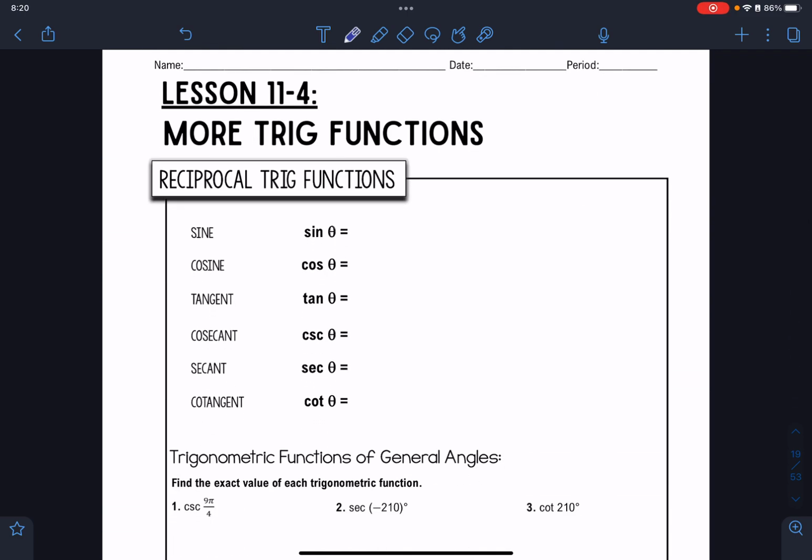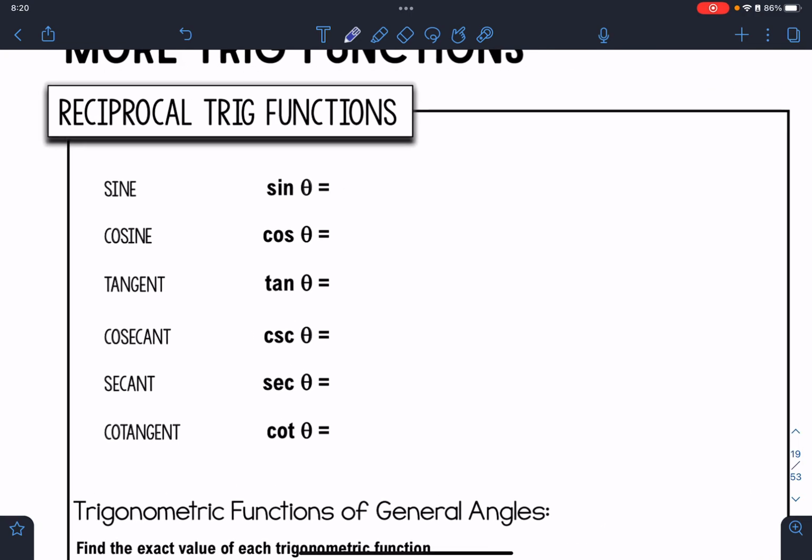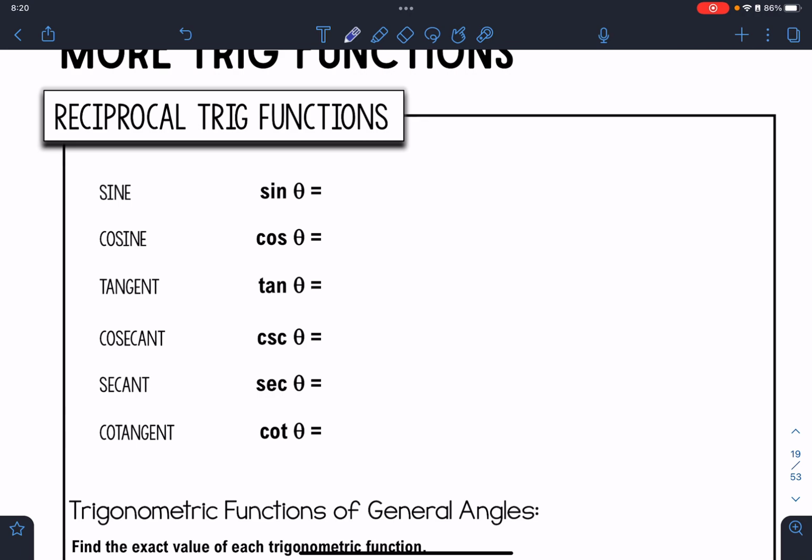Okay, now let's look at, I promise this is not that bad today. We're just extending this to 3 more trig functions, okay? So we know sine, we know cosine, we know tangent. Those are the ones that we've been doing. We're now just going to do the same thing that we did in 11.3 with 3 more trig functions, and we'll talk about what those are.